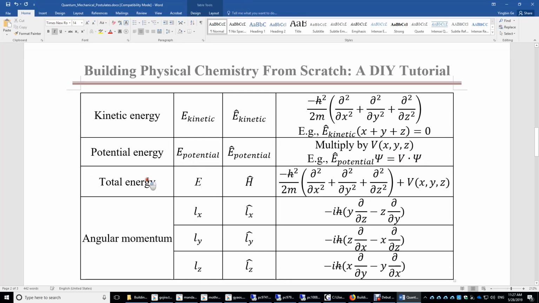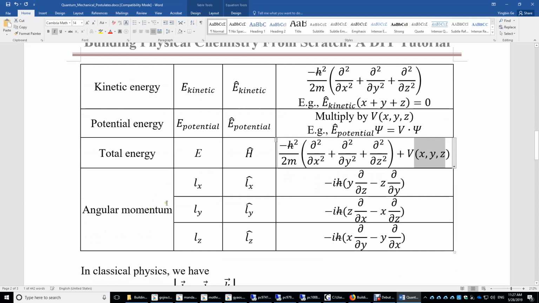What about the total energy? The total energy is equal to the kinetic energy plus the potential energy. So for a particle, it's just the sum of the kinetic energy in the three directions and the potential energy this particle feels.